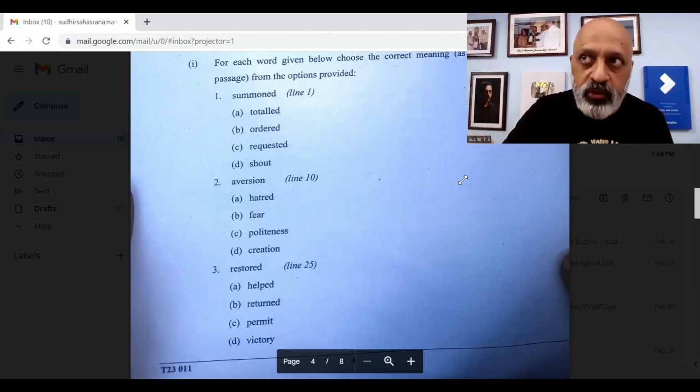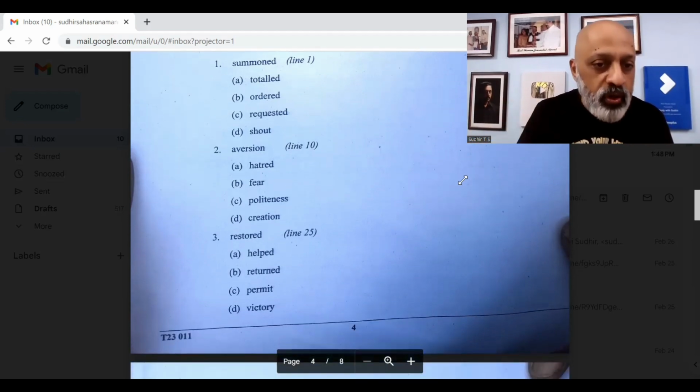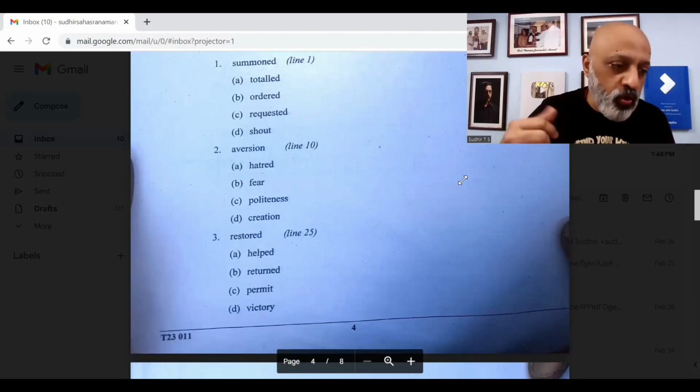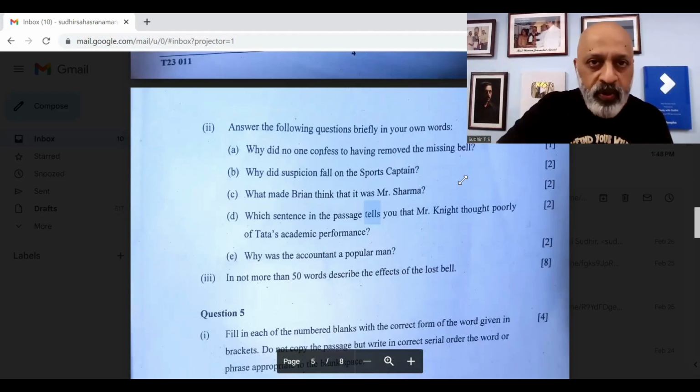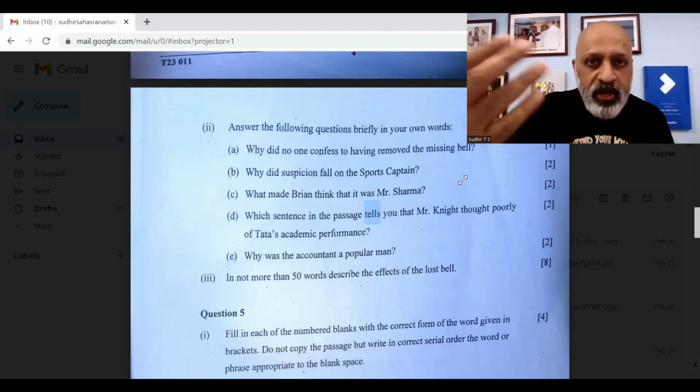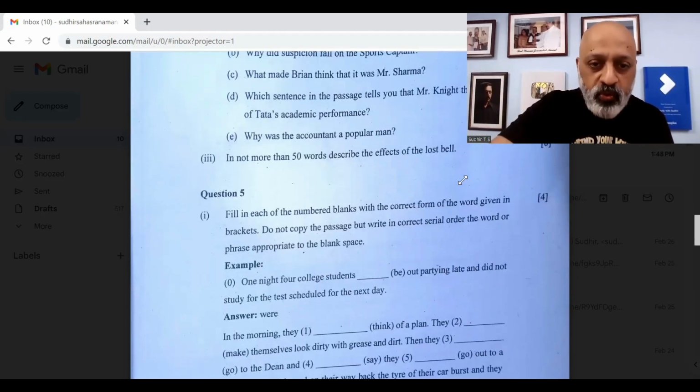He had an aversion to this. Yeah, hatred. Restored, help, no. Returned, yes. Permit, no. Victory, no. So B. Okay. Then pretty much simple. I mean, Ruskin Bond, I mean, Indian authors are actually quite easy to kind of deal with.